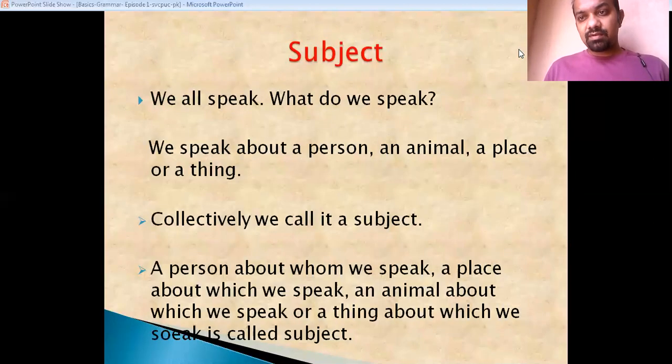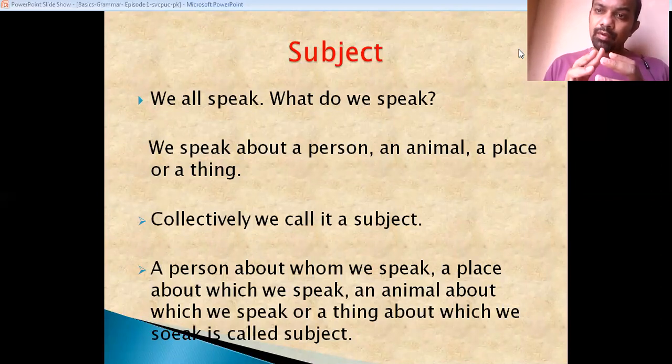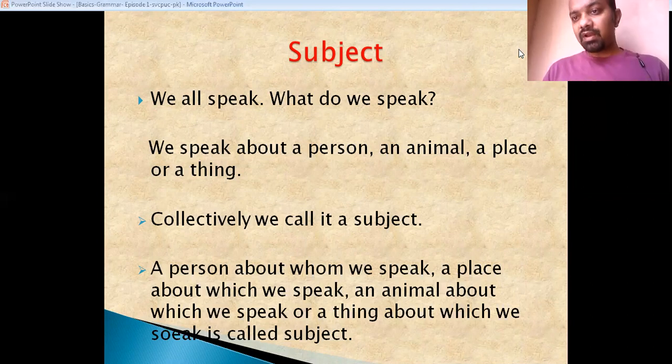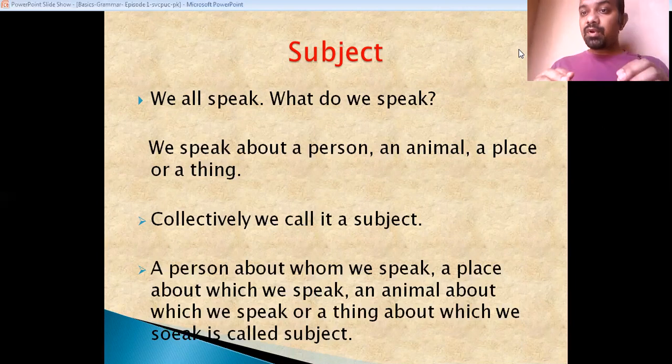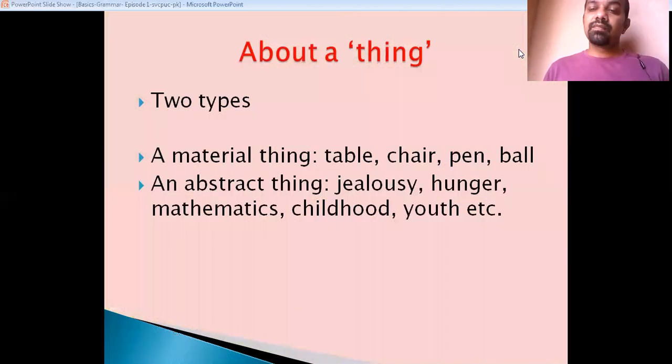So let us come back. So we all speak. We speak about so many things, about a person or an animal, place. Collectively, we call it subject. A person about whom we speak, a place about which we speak, an animal about which we speak, or a thing about which we speak, material thing and abstract thing. So these are called subject.